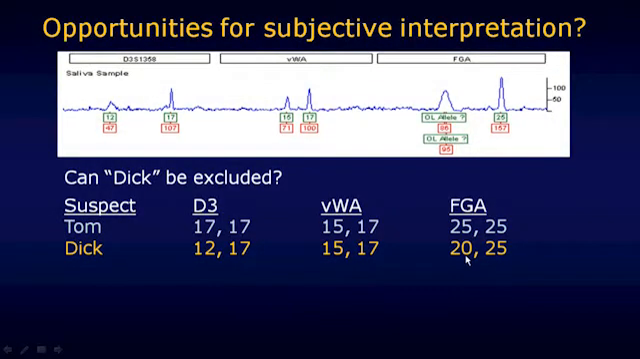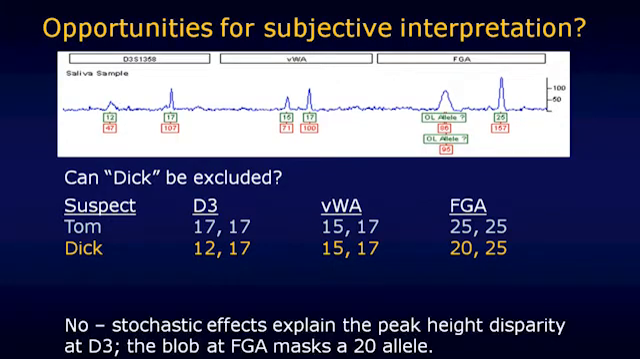Well, the blob might be hiding the 20. You can't exclude him because we don't see the 20. The 12 might be actually there, just small because of the small amount of starting material. And at the end of the day, the relevant question is, can Dick be excluded as a possible contributor? And the answer to that question is no, he can't.